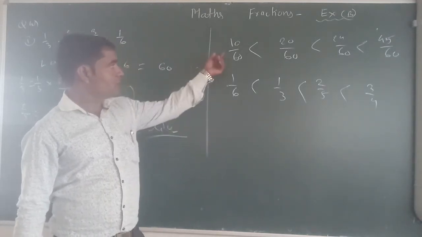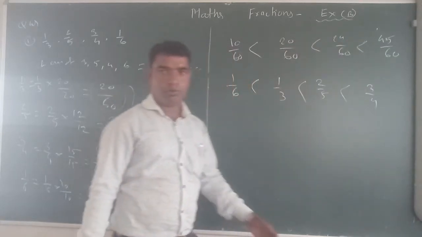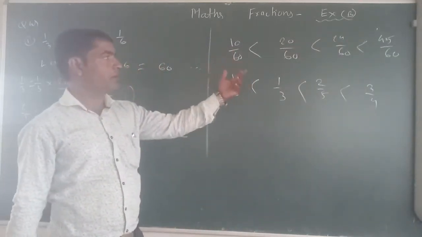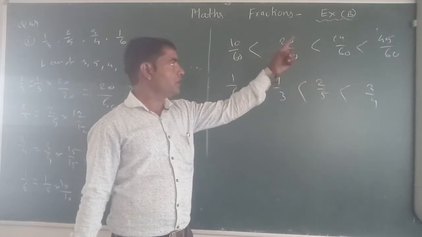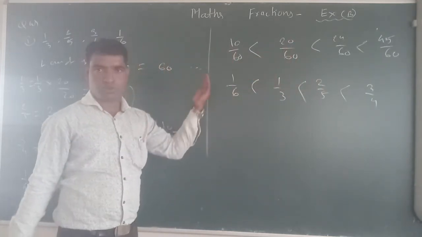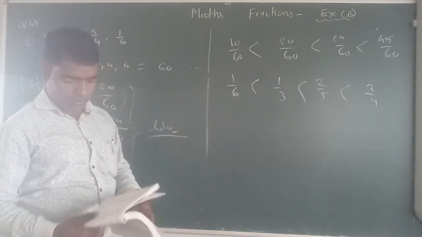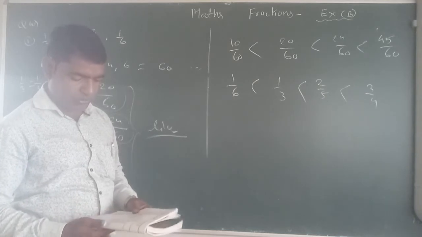Okay, we have written smallest, smaller, bigger, bigger, bigger. And if we have to write the descending order, it is the reverse of that. पहले वो आ जाएगा 45 upon 60, then 24 upon 60, then 20 upon 60, then 10 upon 60. Reverse हो जाएगा. Okay, that means if you have understood the ascending order, you can do the descending also.